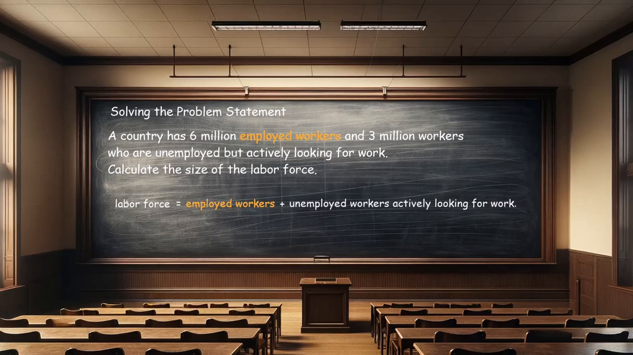Second, substitute the number of employed workers from the problem statement into the formula. In this example, the number of employed workers is 6 million, so let's substitute 6 million for the number of employed workers in the formula. Third, substitute the number of unemployed workers from the problem statement into the formula. In this example, the number of unemployed workers actively seeking work is 3 million, so let's substitute 3 million for the number of unemployed workers in the formula.